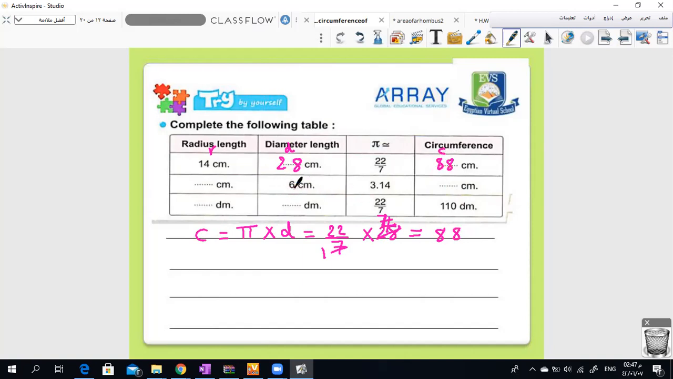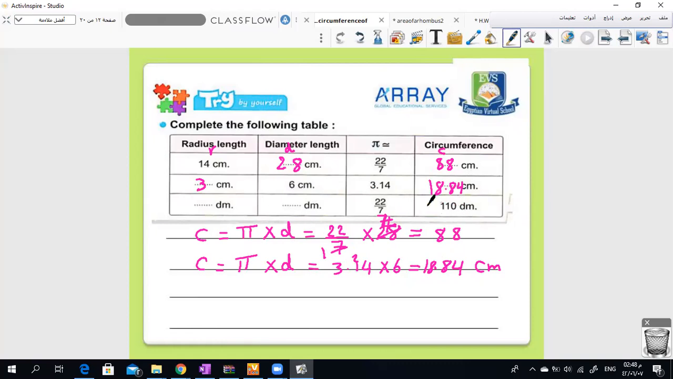Now, the diameter is 6. So the radius is half the diameter. So it's 3. Now I can calculate the circumference, which is pi times d equals pi, which is 3.14, times 6 equals 18.84 centimeters. So I'm going to put the circumference here, 18.84.